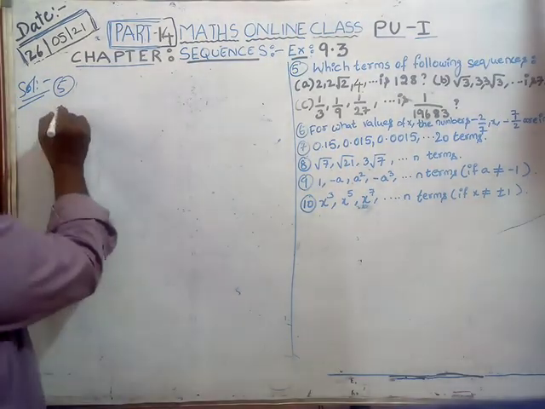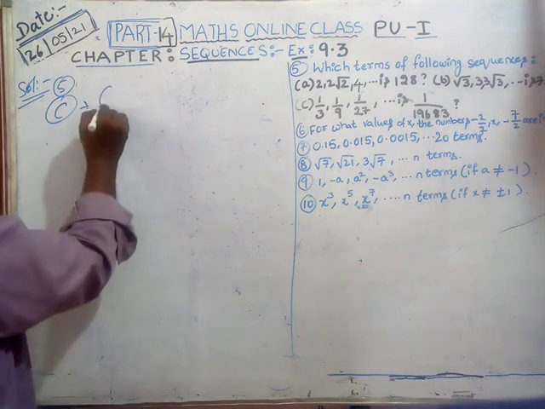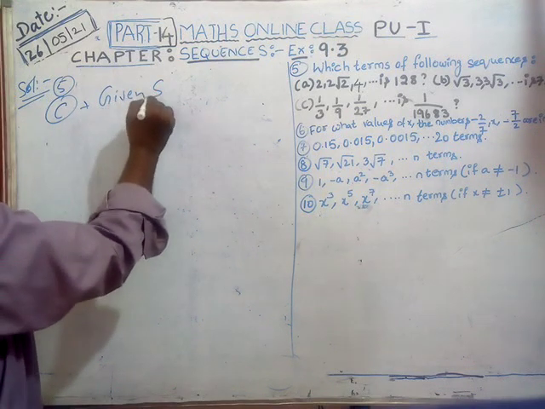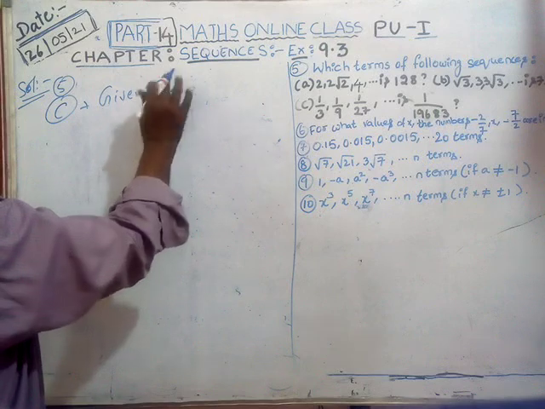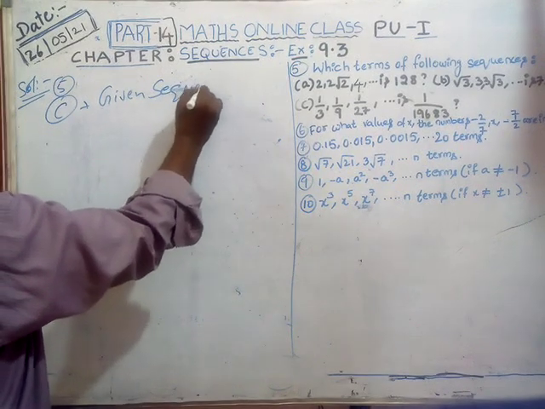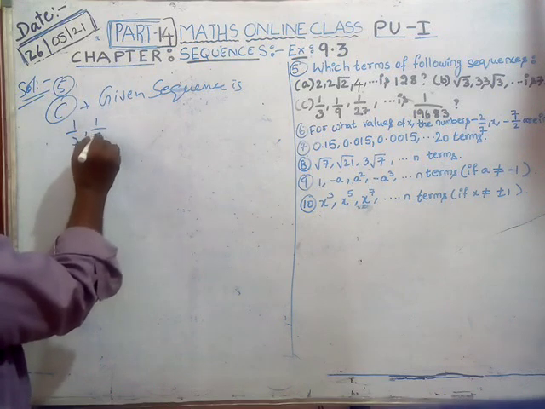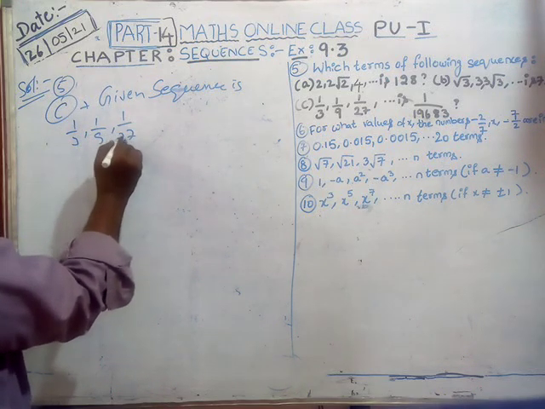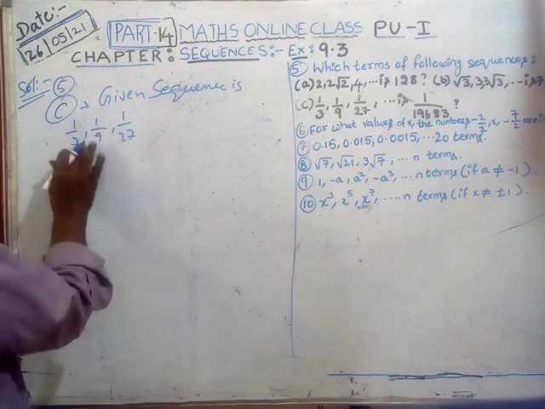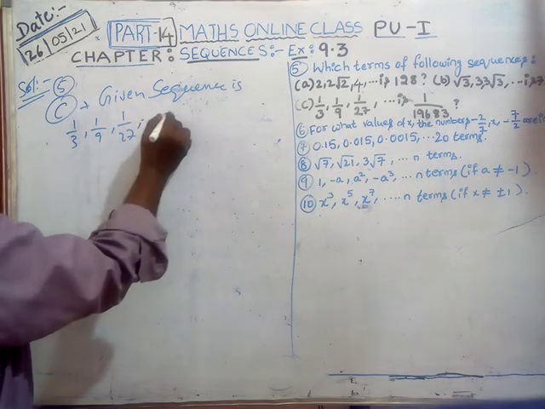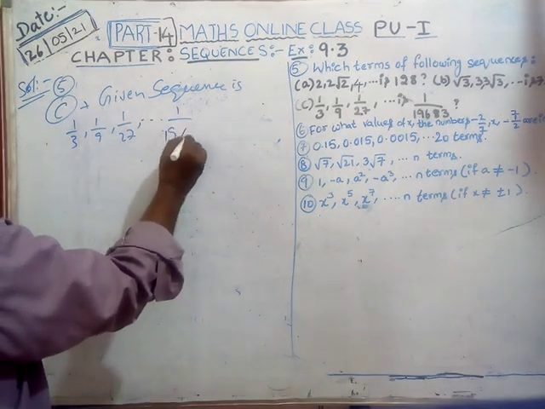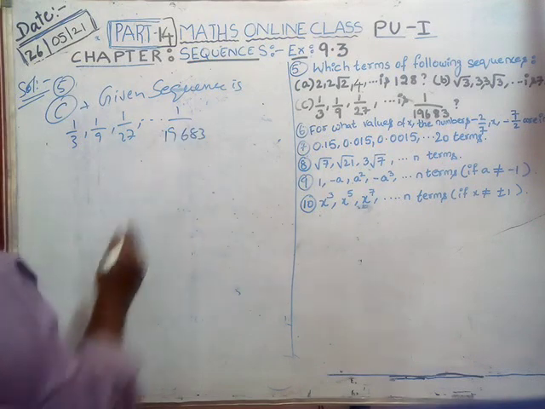C. Given series or sequence is 1 by 3 comma 1 by 9 comma 1 by 27, okay? Dash 1 by 19,683.